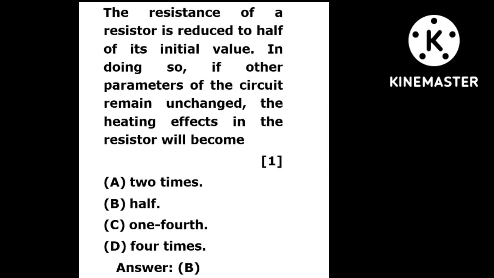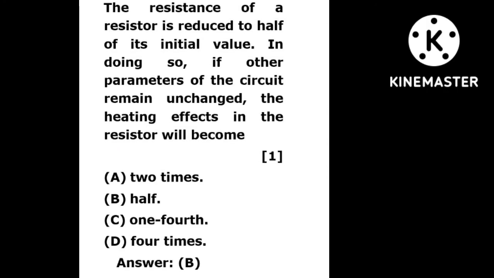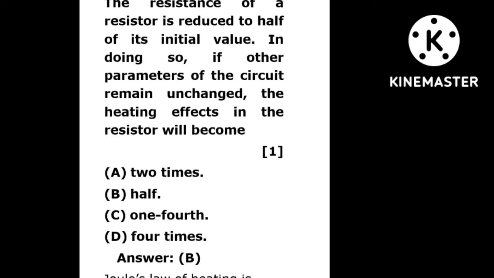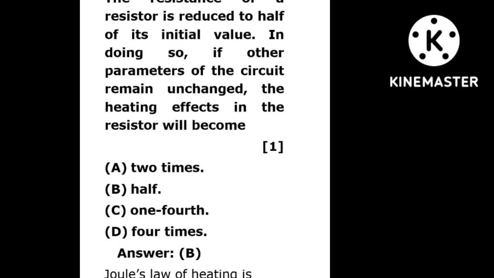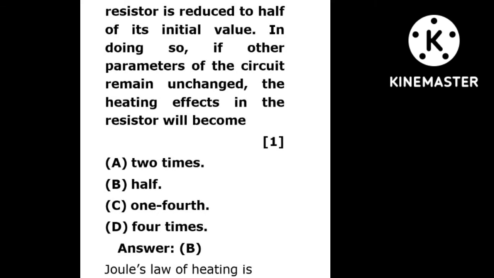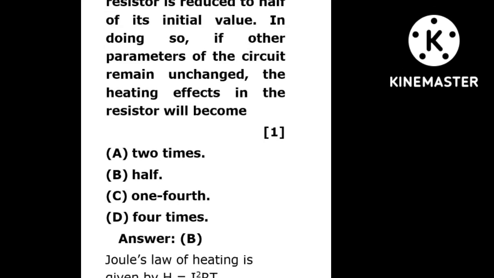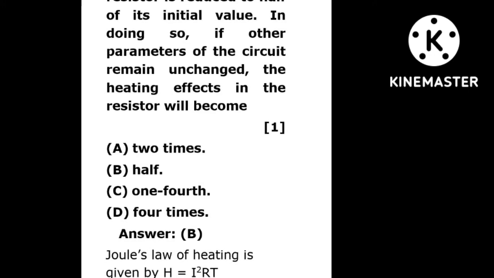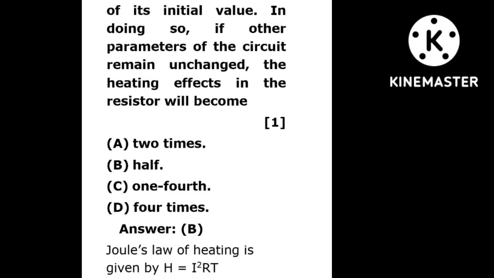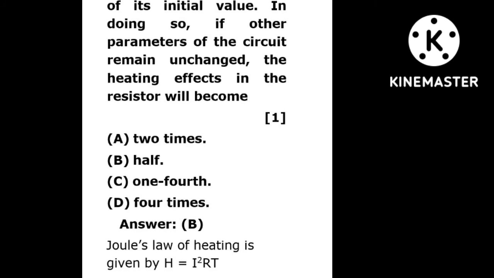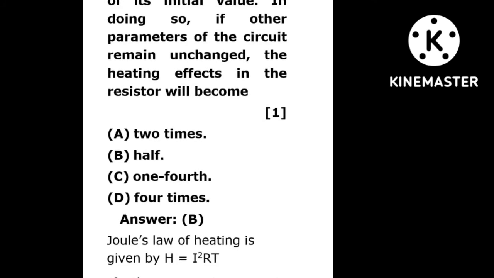Now we can move to the next question. That is, the resistance of a resistor is reduced to half of its initial value. In doing so, if other parameters of the circuit remain unchanged, the heating effect in the resistor will become: A, 2 times, B, half, C, 1/4, D, 4 times.